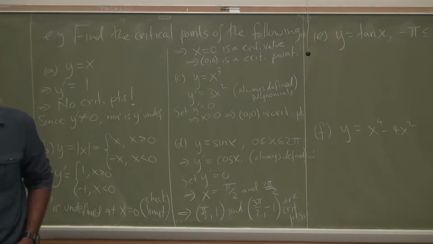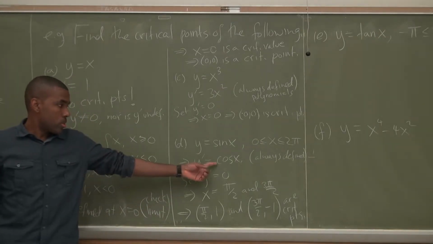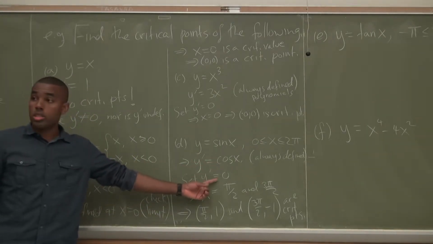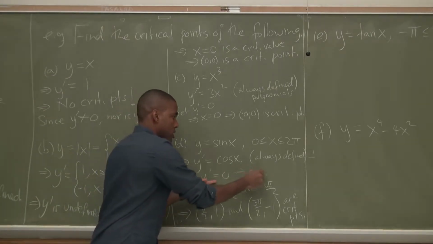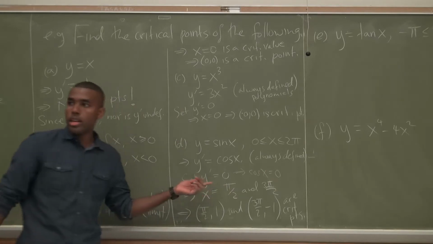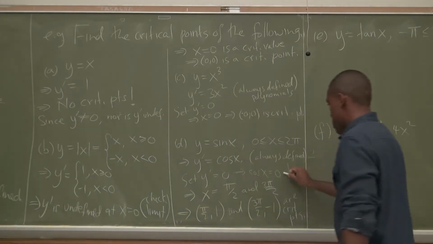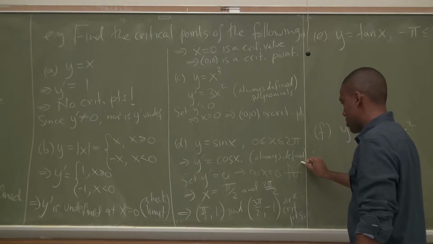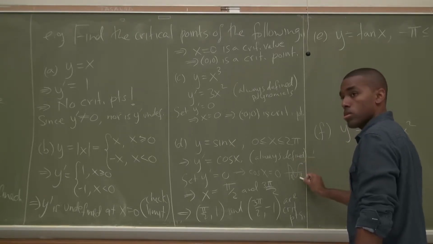So how did you get the values for x again? How did you get the pi over 2 and 3 pi over 2? The derivative is cosine x, I set it equal to 0. This would mean that cosine x equals 0. And I just know where cosine is 0. I remember the cosine graph. It's 0 at pi over 2 and 3 pi over 2. Okay.